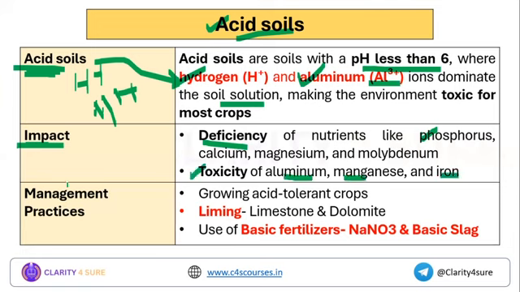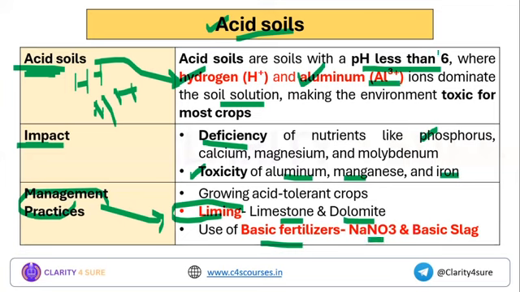Okay, now how to manage these acid soils? So liming is best for this. This is important. You can expect questions from this, on how to manage the acid soil. So by liming, application of limestone, dolomite, or basic fertilizers like NaNO3 or basic slag will improve and increase the pH to optimum level, right? So yes, this is what the acid soil is.